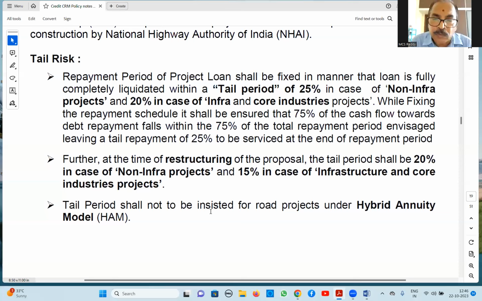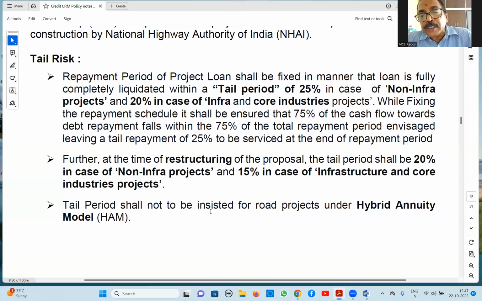And one more guideline here, what they say is, 75% of the loan should be completed within the first 75% of the repayment period. That is, 75% of the loan is to be cleared within the first 75% of repayment. I will tell you an example. 20 years is the total repayment period, and the loan is 200 crores.